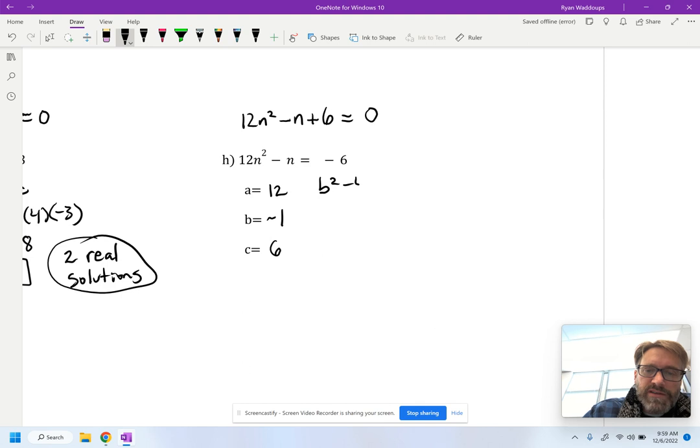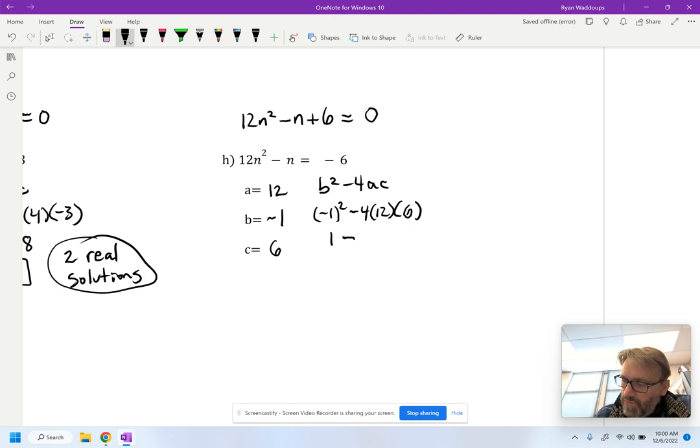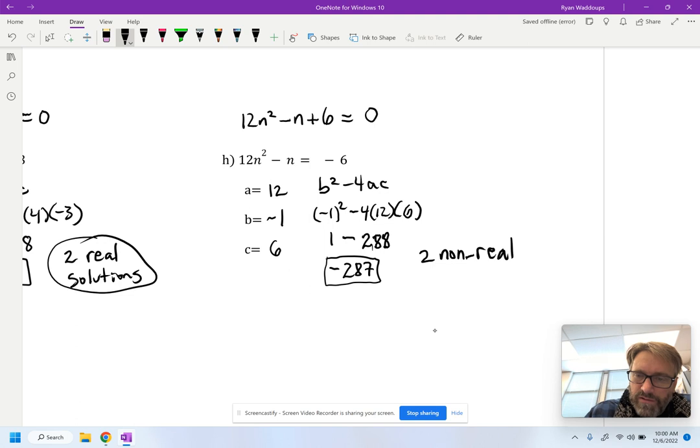So we plug that into our b squared minus 4ac. B is negative 1 squared minus 4 times a, which is 12, times c, which is 6. And we get negative 1 squared is just positive 1, minus, and then 4 times 12 times 6 is 288. So I take 1 minus 288, I get negative 287. And this is obviously negative, which means we have two non-real solutions.